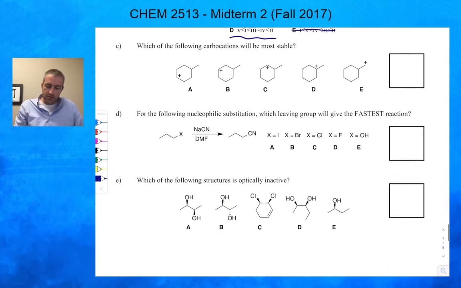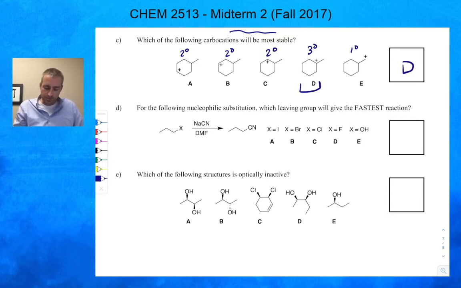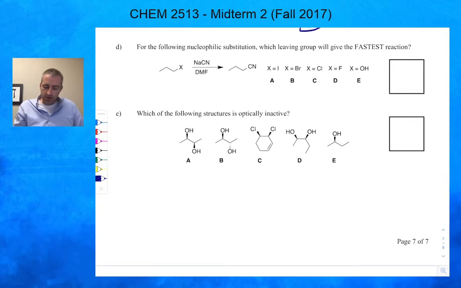Which of the carbocations will be most stable? So this one is secondary, secondary, secondary, tertiary, and primary. D is going to be the most stable cation in that example. For the following nucleophilic substitution, which leaving group will give the fastest reaction? So we're looking for one that has the best leaving group, and in this case, D and E are both terrible leaving groups. A, B, and C are all possibilities, but the best leaving group of that trio is going to be iodide, which is A.